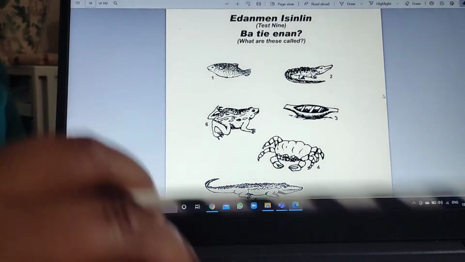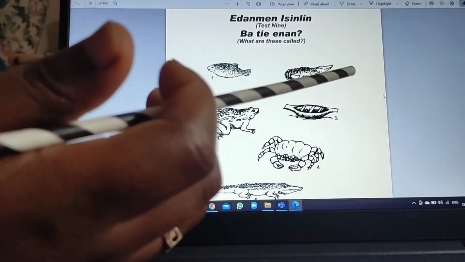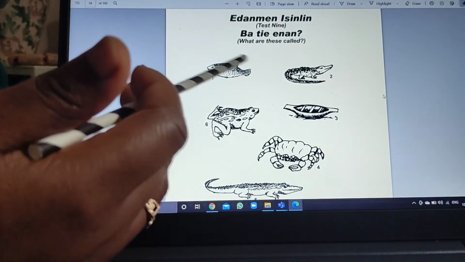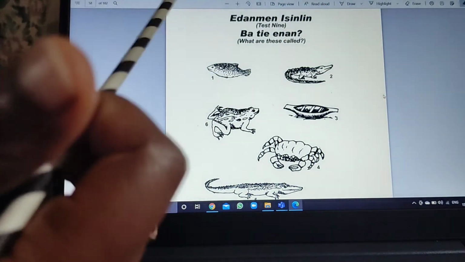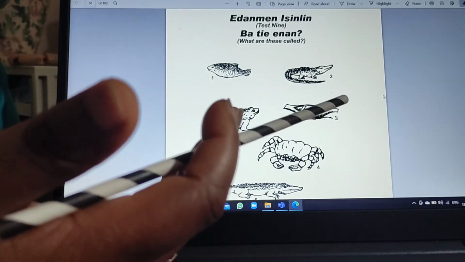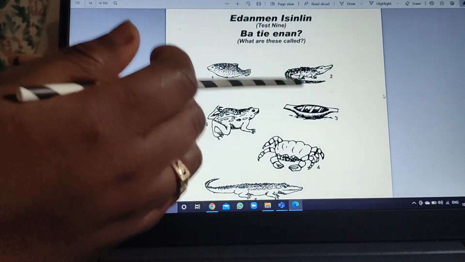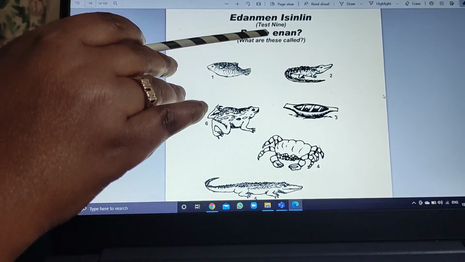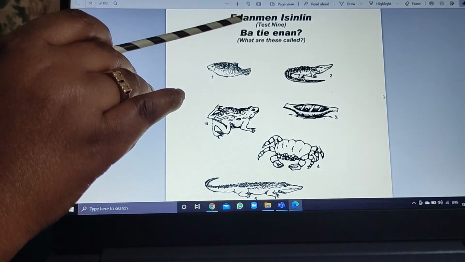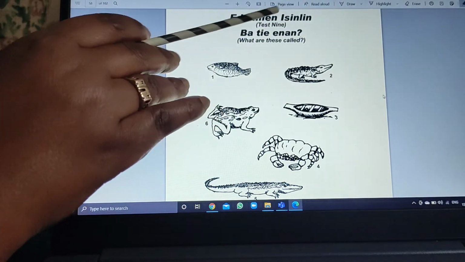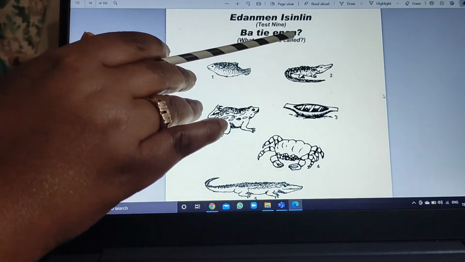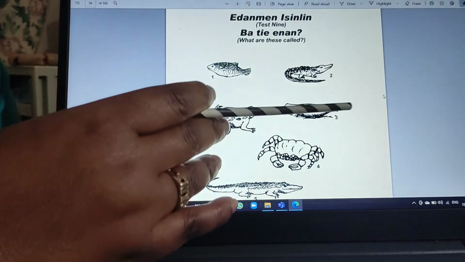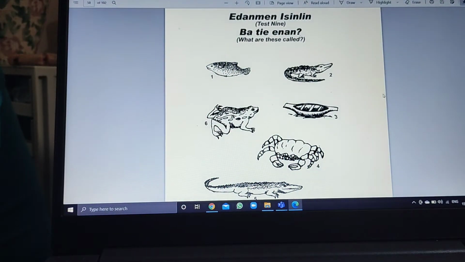As you know, we have always said, as Onojie said, these are just things to tease the class, to encourage the class and give examples. So you are supposed to be able to tell more things. Well, I'm still waiting for you guys to give us some more examples in the comment section, class. So this is a Dame Isinli, which is test 9. Bati Ena means what are these called? So you do that as homework as usual.